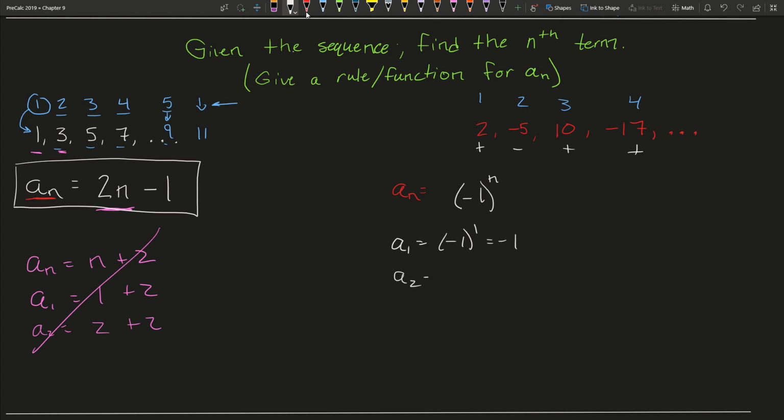If we replace n with 2, that's positive, and then back to negative. That's actually not quite what we want. We want positive, negative, positive instead of negative, positive, negative. So in order to fix that, we can just add 1 to our exponent.